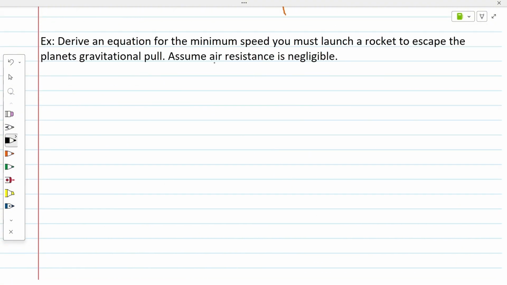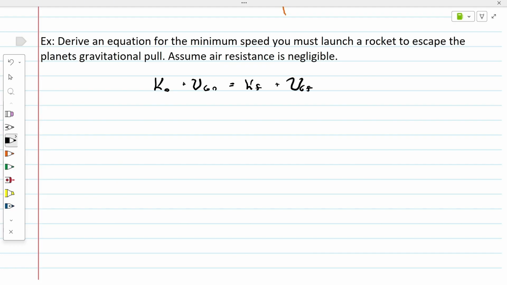Okay, so the escape speed velocity, what that means is kind of what this question is saying, is the equation for the minimum speed to launch a rocket to escape the planet's gravitational pull. And so we're going to assume the air resistance is negligible, so there's no external forces, so we can use that conservation of energy. And so we've learned before that the conservation of energy is just the initial equals the final. So the kinetic energy plus this gravitational potential energy initial equals the kinetic energy final plus the gravitational final.